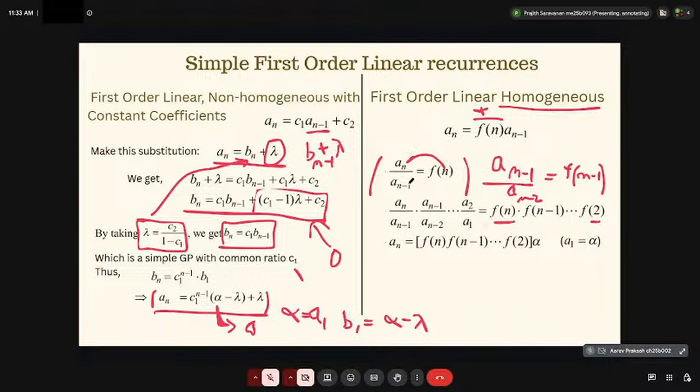If we do this, we will get consecutive terms, and we are multiplying all of these from 2 to n. We can see that these terms cancel. This is called the telescopic effect. We'll cancel all these terms and end up with an by a1. So an is equal to the RHS multiplied by a1, and a1 is alpha. We'll put that in and solve it. Now f of n is generally given in the question, so you can always compute the value of the nth term. I'll wait for any questions.